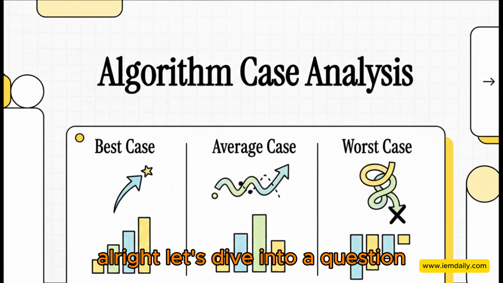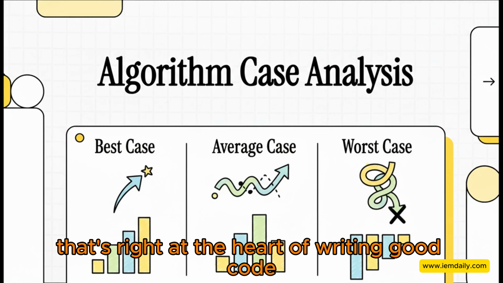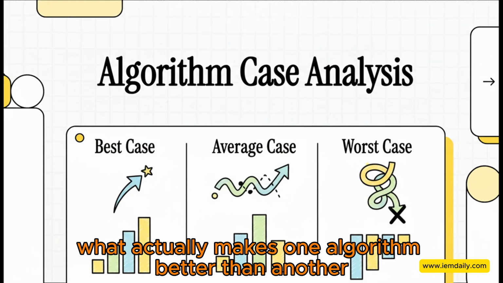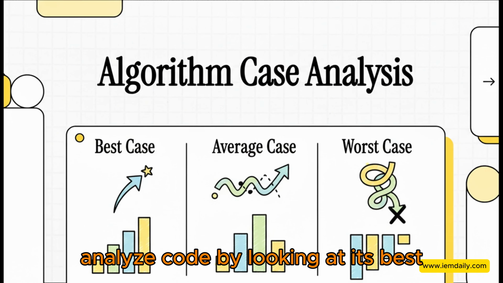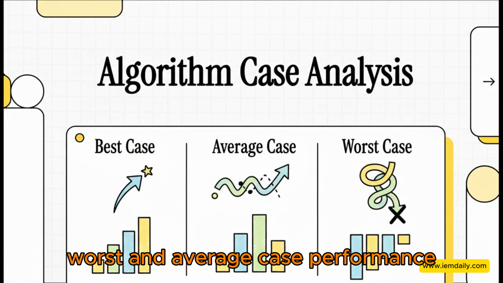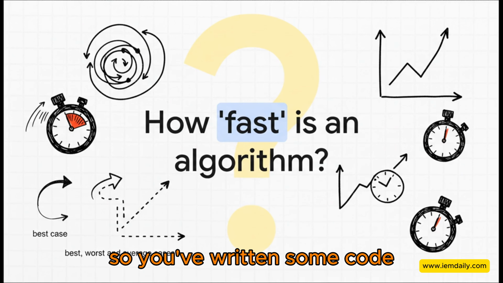All right, let's dive into a question that's right at the heart of writing good code. What actually makes one algorithm better than another? Today, we're going to pull back the curtain on how experts analyze code by looking at its best, worst, and average case performance.